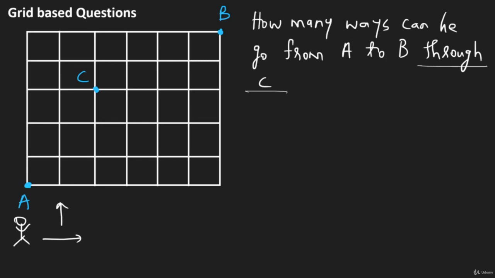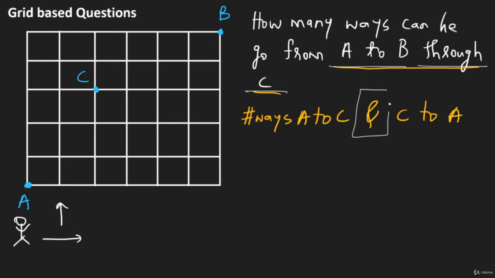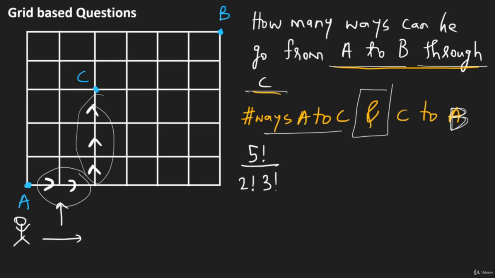Let's do it together. If he has to go from A to B through C, that's finding the number of ways in which he goes from A to C and from C to B, right? So that's what we have to find over here. This is B over here. Alright, now if he has to go from A to C, he has to go 2 times to the right and 3 times to the top, right? So that's a total of 5 moves. 2 are of one type and 3 are of one type. And this can be done in 5 factorial by 2 factorial into 3 factorial ways.